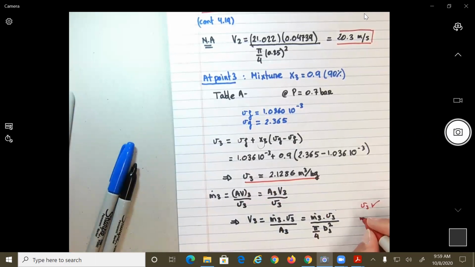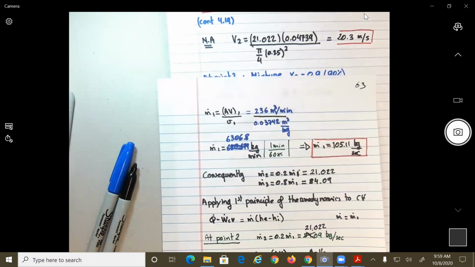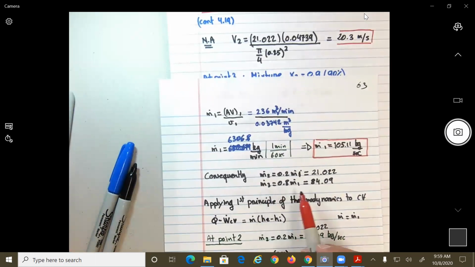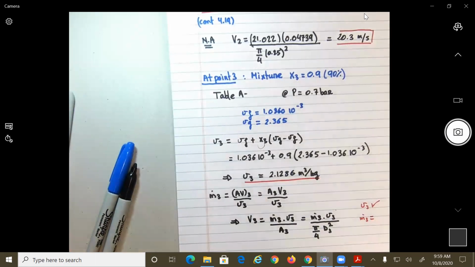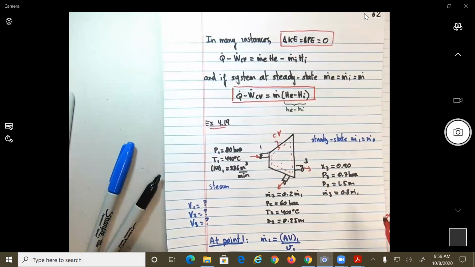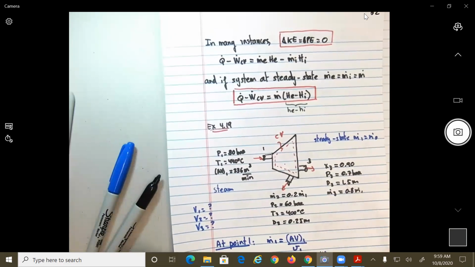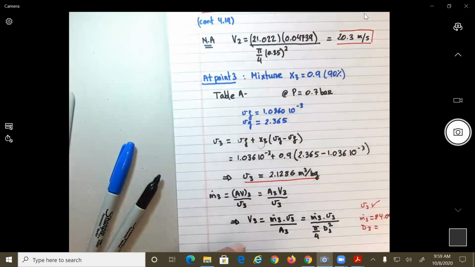Check. The mass flow at 3, I think we found it earlier. In this page, we found that M3 dot is equal to 84.09. Okay, and D3 is equal to, from the problem statement, 1.5 meters. So 1.5.